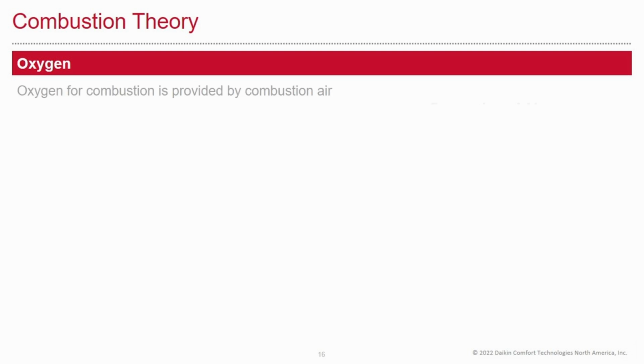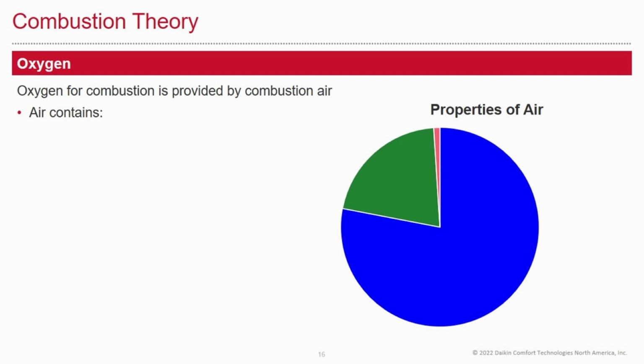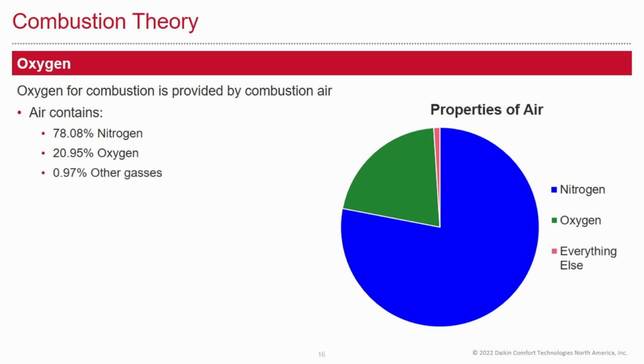Oxygen. Oxygen for combustion is provided by combustion air. Air contains 78.08% nitrogen, 20.95% oxygen, and 0.97% other gases.